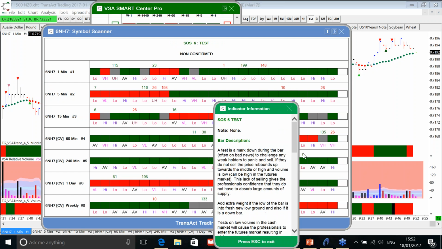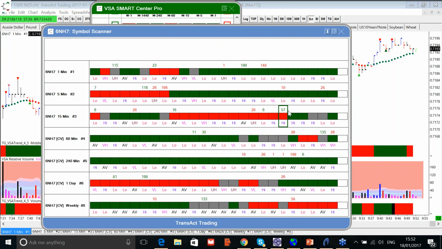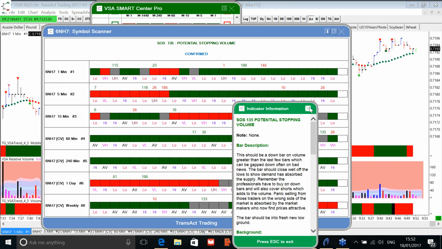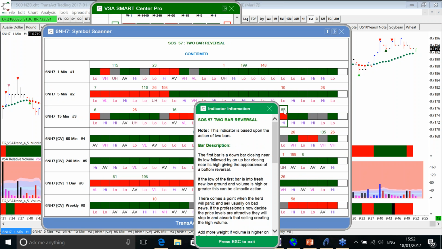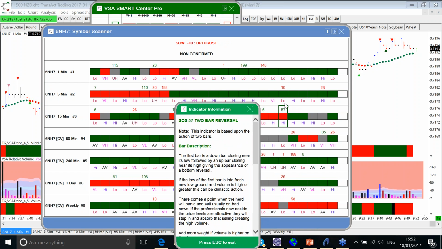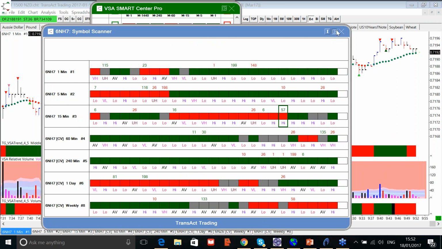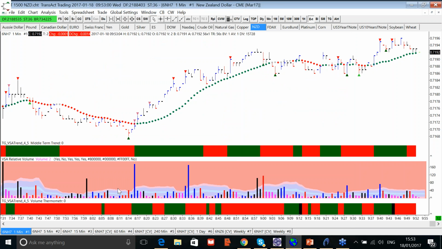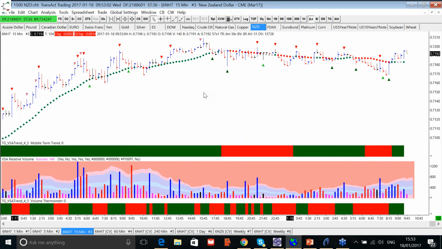And here you've got a test as the market goes up. Over here on the 60-minute chart, we've got stopping volume. But over here on the 15-minute chart, a reversal. Now that has got a box around it because from the scanner built into this system, you will get an email if you set it for email alerts to email you when that principle appears. And let's go and look at the 15-minute chart now and show you that principle at work.